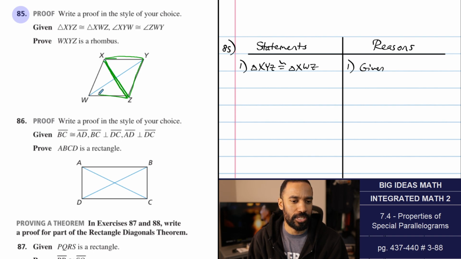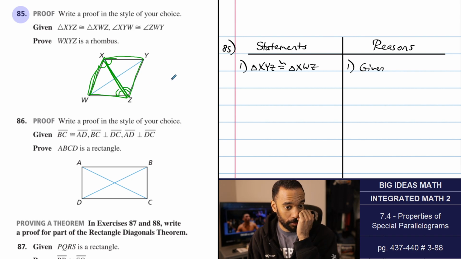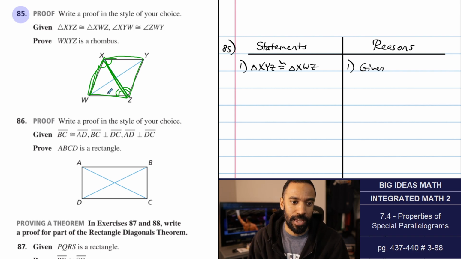Now, the order in which they say those matters. Corresponding parts of congruent triangles are congruent. So, I could state that this is congruent to this. Obviously, that's congruent to itself by reflexive property. That's good. I could state that this is congruent to this. We don't know anything about rhombus or parallelogram. We can't use opposite sides, nothing like that. I can say that this is congruent to this. I can say that this is congruent to this.